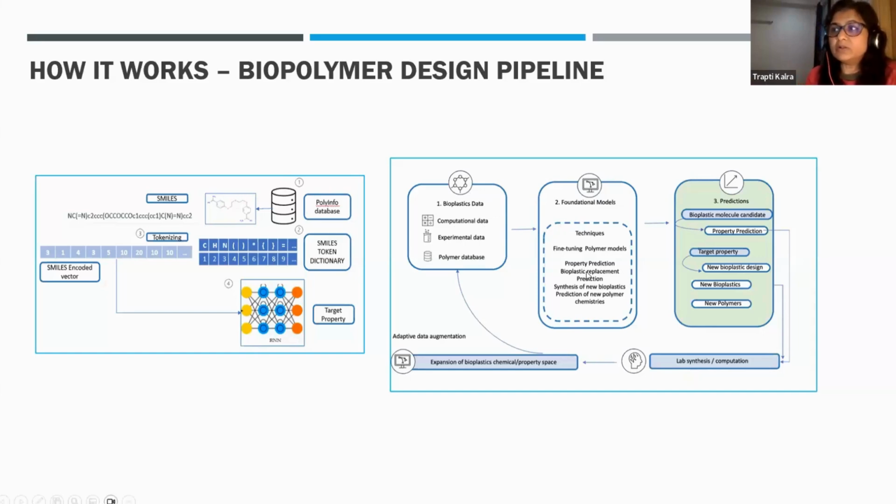We could also train a model to do property prediction, or a replacement experiment to say, are there replacement molecules available which exhibit similar properties. The other one could be on synthesis of new bioplastics. There could also be a case where we want to come up with altogether new polymer chemistries. Using all of this, once the model is trained, it can be leveraged for making predictions in the experimental setup in our labs. That could be property prediction, new designs for bioplastics or new polymers, or coming up with new polymers altogether.